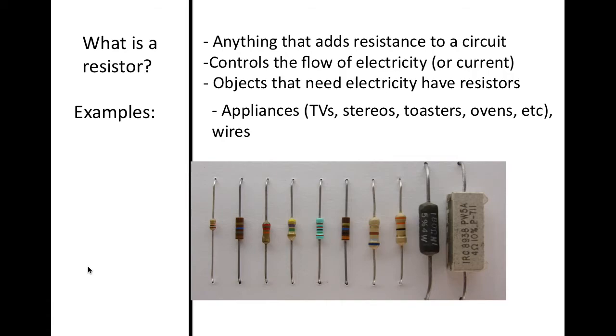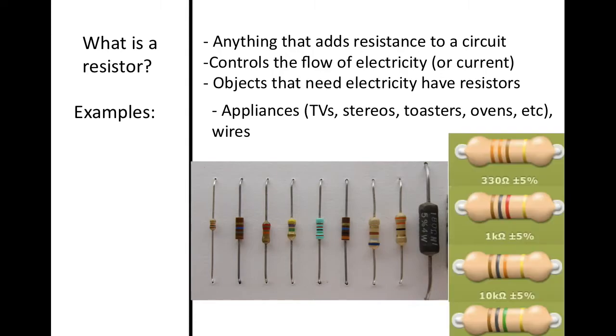A resistor is anything that adds resistance to a circuit. It controls the flow of electricity. These can be objects that need electricity. They will have resistors in them. Some examples are appliances such as our TVs, stereos, toasters, ovens, and they can also be wires.